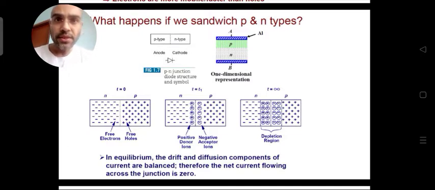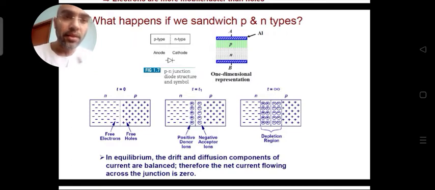Now, whenever this layer of ions is formed, it gives rise to an electric field. If I talk in terms of the material, the direction of the electric field will be from N-type material to P-type material. Why? Because the N-type side has positive ions, and the P-type side has negative ions. So that particular region gives rise to your electric field.